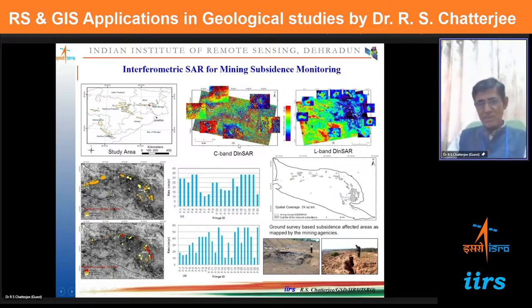Because the miners are interested only in identifying the subsiding areas in and around the mines where they are going to extract coal, many of the areas have not been surveyed. So we have identified many such areas where subsidence is happening.